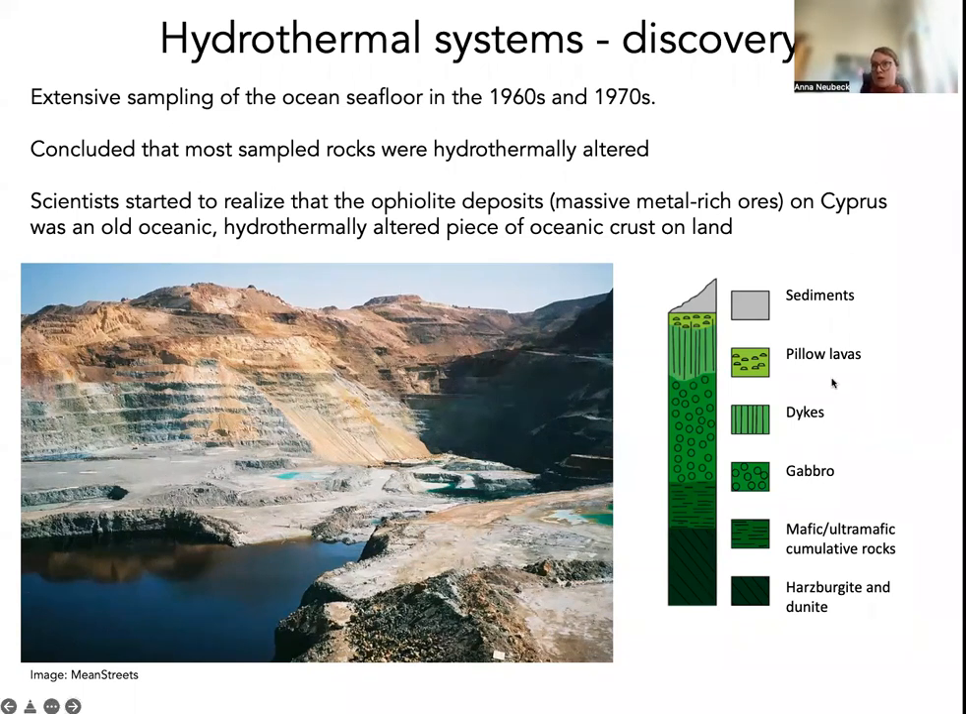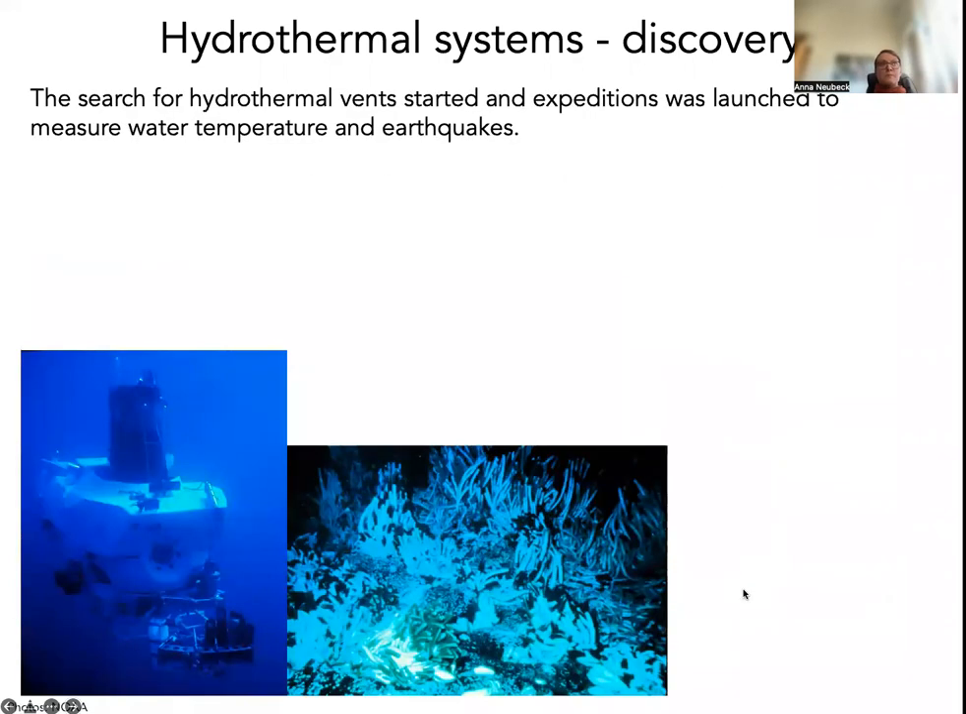And then ophiolite is a sequence looking like this here on the right. You have sediments on the top, and then pillow lavas directly under that, and then dikes, gabbros, and ultramafic rocks below. And this was what was also discovered in Cyprus.